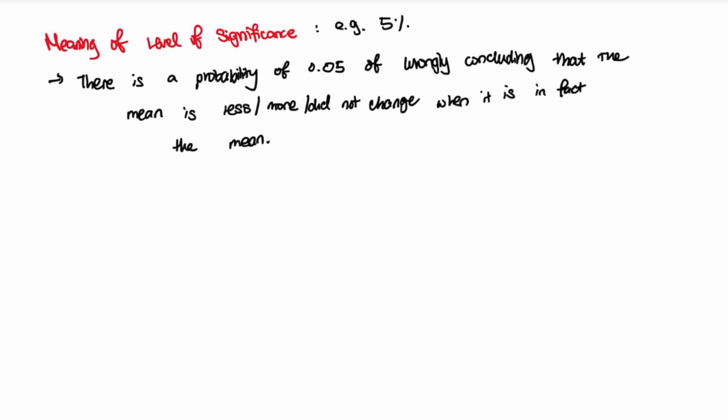So level of significance is essentially like a test. It's helping us to determine whether we have concluded this mean hypothesis wrongly or correctly. So in the event that the question asks you to explain the level of significance, this would be how you would give an explanation. And that wraps up the entire part on hypothesis testing.